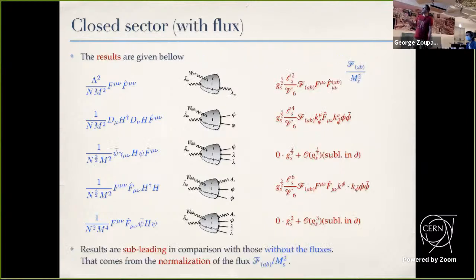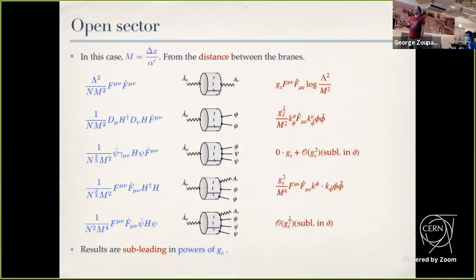Now, with the insertion of the vertex operator of the Ramond or Neveu-Schwarz source field, the results are all subleading. And the reason is that when we insert this, we have to normalize it by dividing by M_s squared.